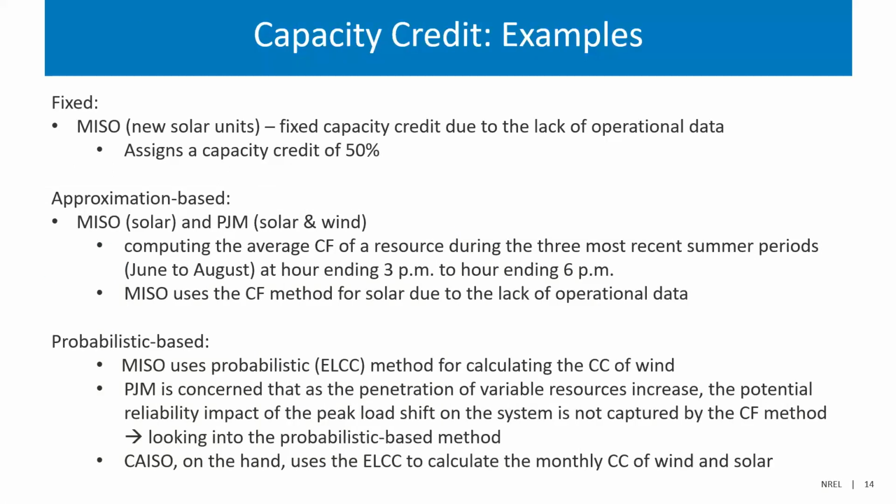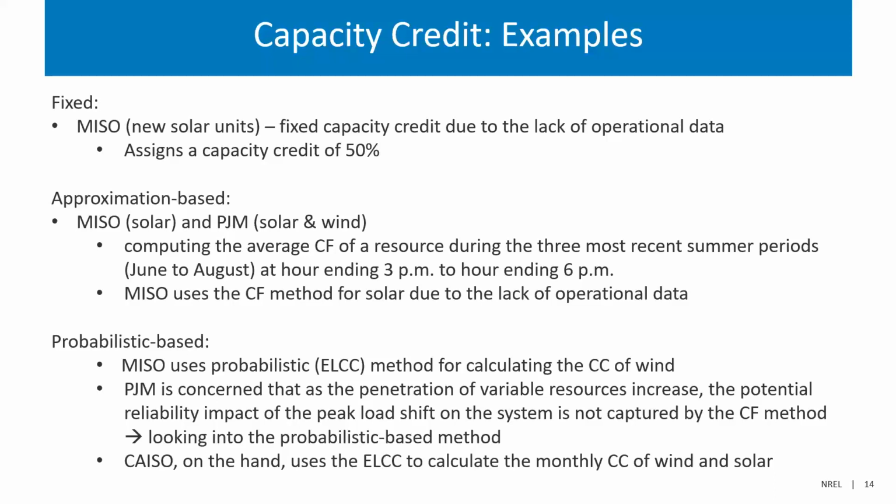Okay, so here I have some examples of system operators and how they calculate their capacity credit. We talked about the two main methods for calculating capacity credit, which are the approximation-based and the probabilistic. But when system operators don't have enough operational data, they sometimes assign a fixed capacity credit to the unit. So MISO, for new solar units, assigns a capacity credit of 50%.